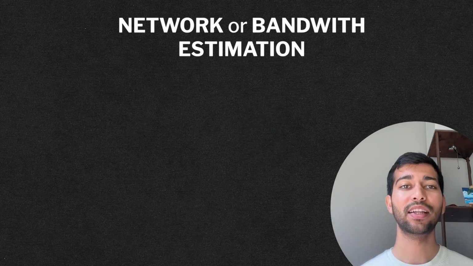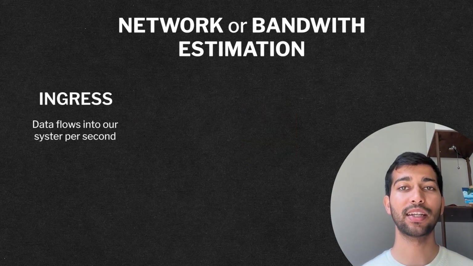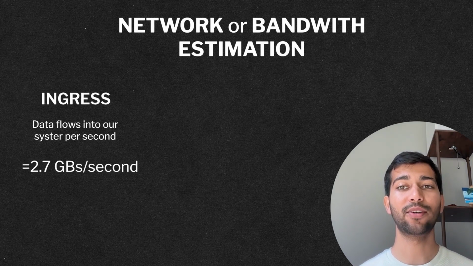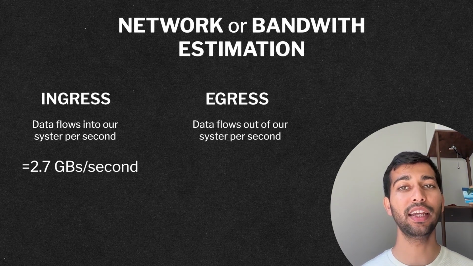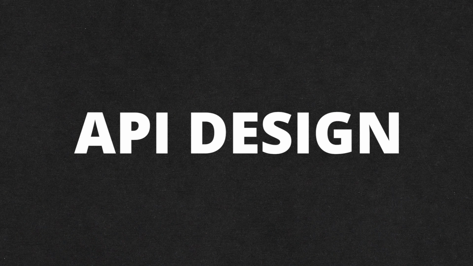In summary, the data flowing into our system per second, which is the ingress, is equal to 2.7 GBs per second, and data flowing out of our system per second, which is the egress, is 7 TBs per second. Let's move on to the API design section.